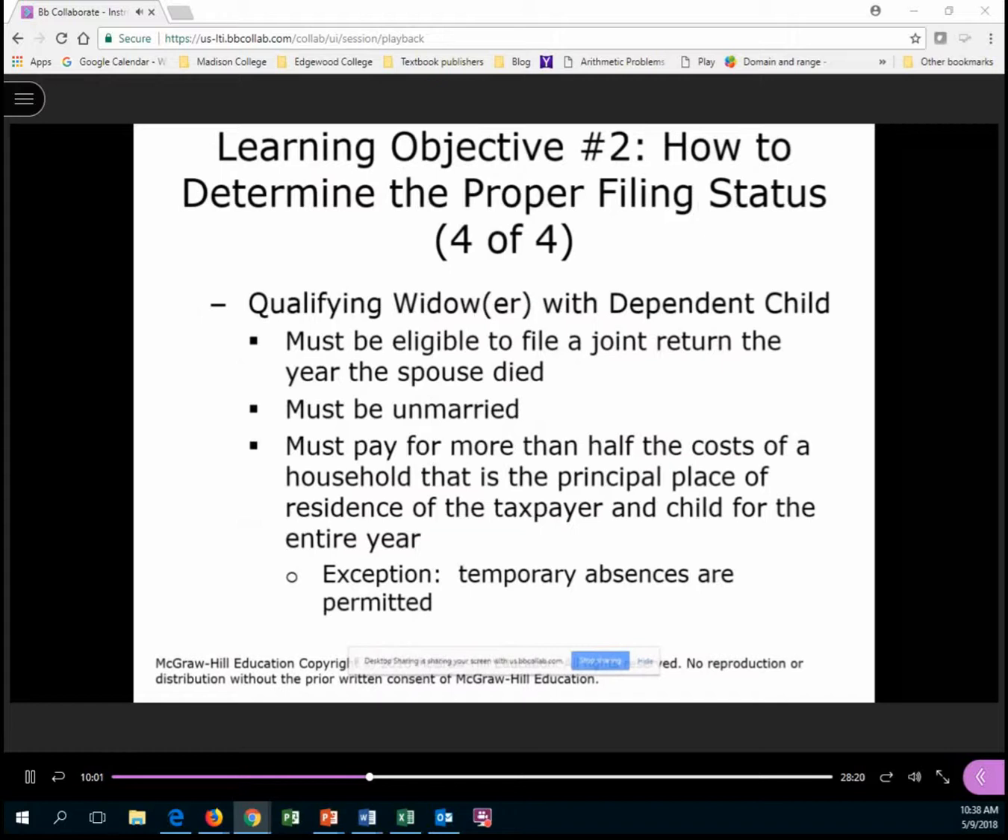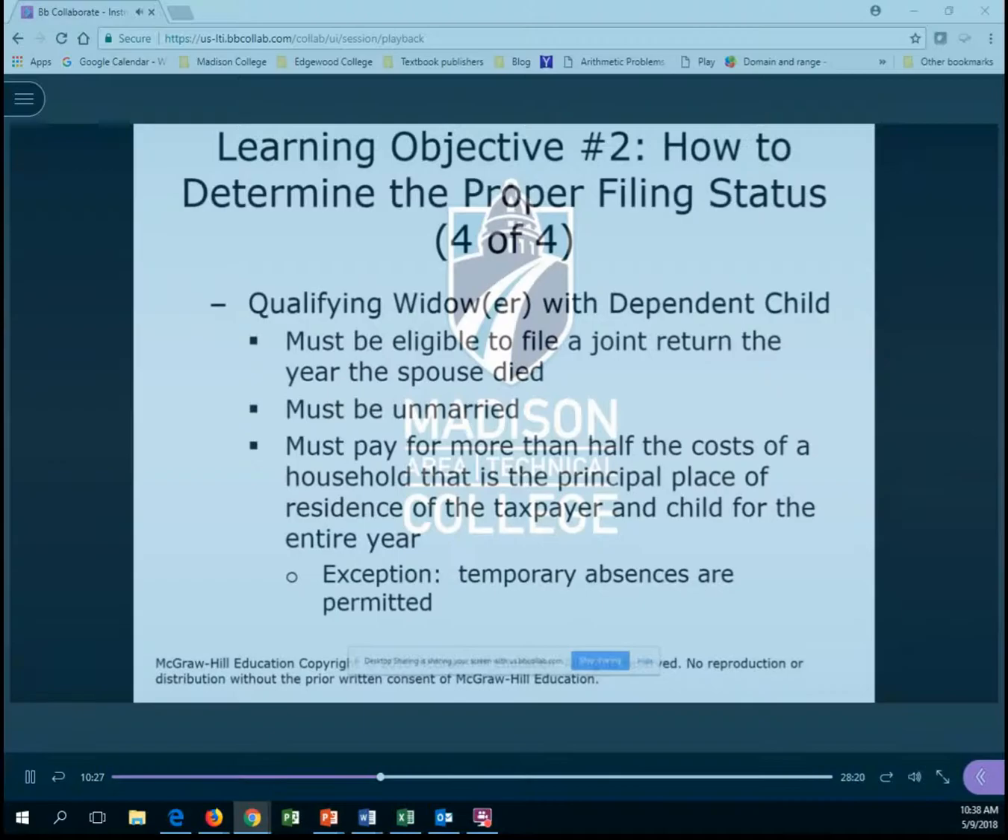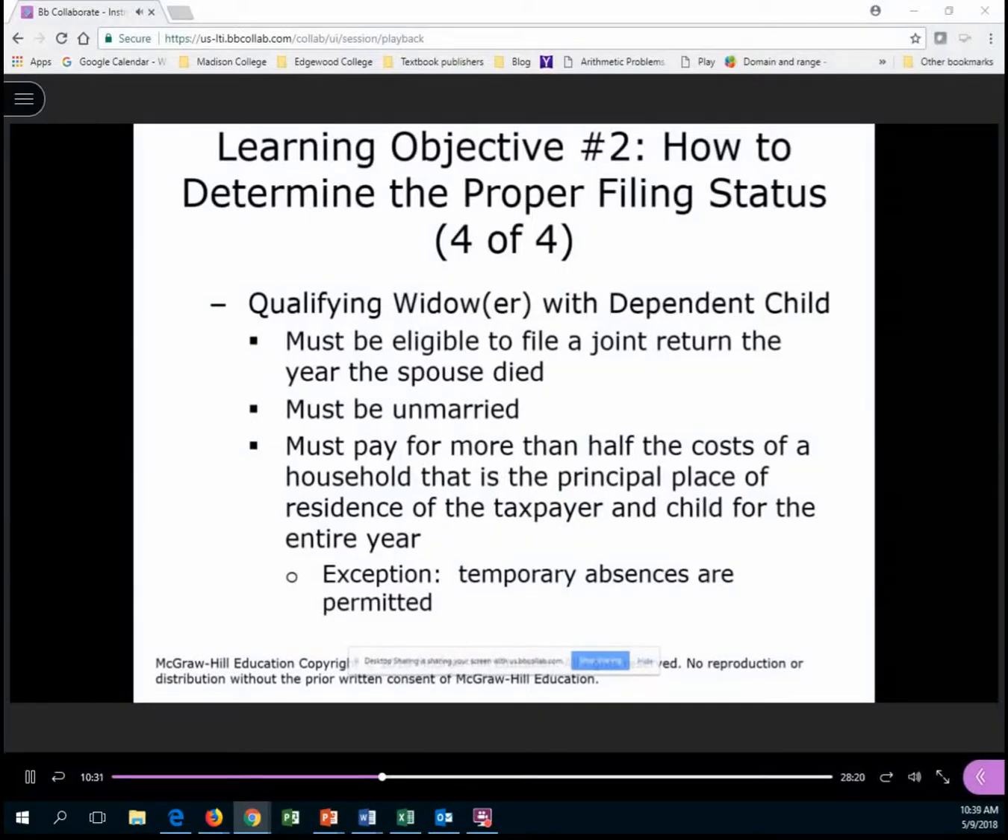By the way, just to go back for a minute, the year of the death, even if, for example, the deceased spouse died on January 1, when the surviving spouse files a tax return in the following year, that surviving spouse would file married filing joint. So they do get the benefit in the year of death of married filing joint, whether they have a dependent child or not. But in the following 2 years, as I mentioned before, there must be a child. It doesn't have to be a biological child, it could be an adopted child, and they must provide for more than half the cost of the household.